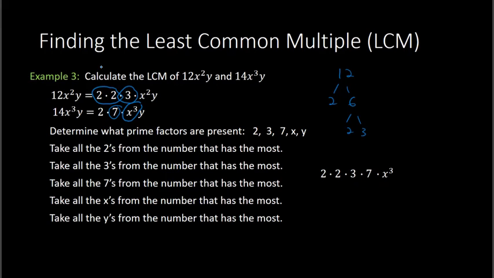And then lastly, do it with the y's. So they both have 1 y, so it's a tie. I can take either, doesn't matter, but I'm only taking 1. So I have 1 y put in there as well. So I put all of that together by multiplying. 2 times 2 is 4, times 3 is 12, times 7 is 84, and then times x cubed times y. So this would be my solution.